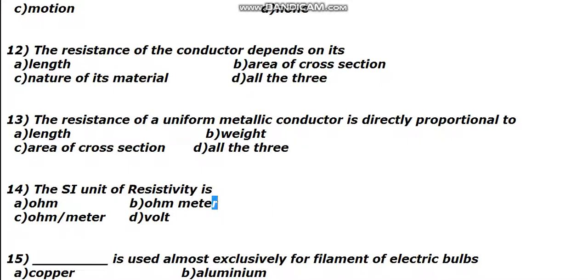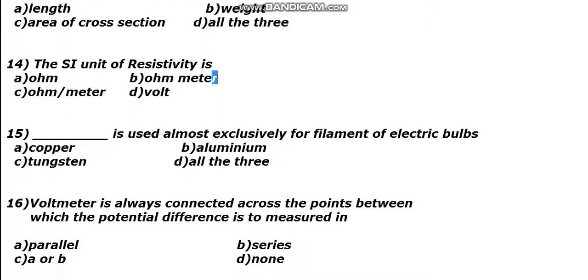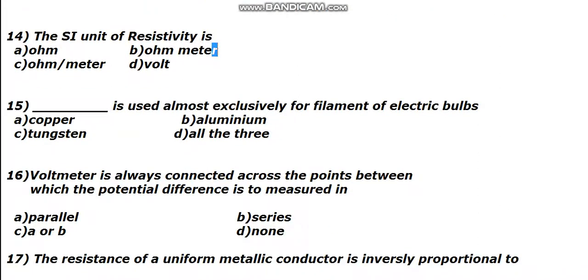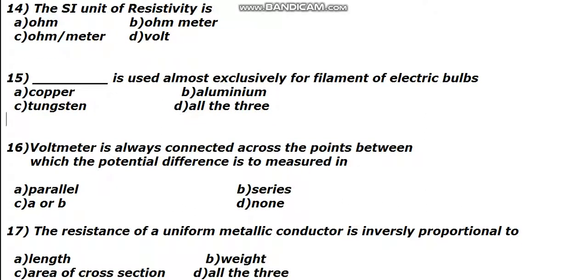Okay, now I will move to the 15th, which is a very simple question which you study from your lower classes. Dash is used almost exclusively for the filament of electric bulbs. The correct answer is tungsten. You don't need more explanation on this. The resistance of a uniform metallic conductor is directly proportional to length and inversely proportional to the area of cross section of the conductor.